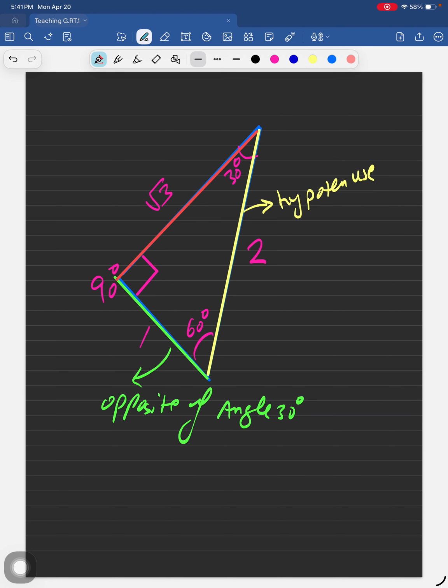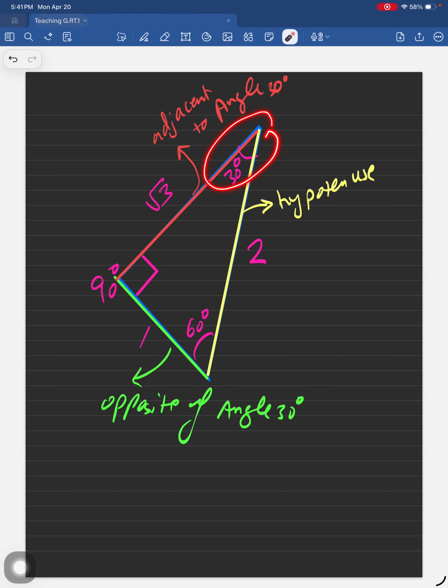So in this case, we have this one as adjacent to angle 3. Oh, I'm sorry, angle 30. So now we have angle 30. We have the hypotenuse, we have the opposite, and we have the adjacent. So the hypotenuse is 2, and the opposite for the 30 is 1, and the adjacent for the 30 is square root of 3.